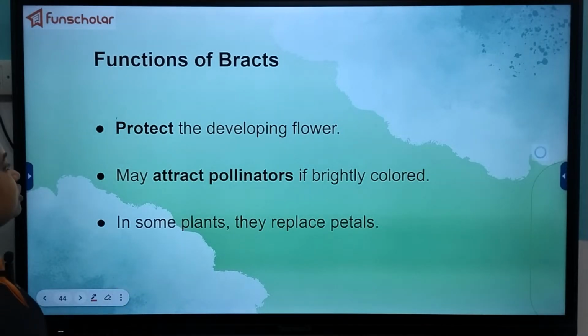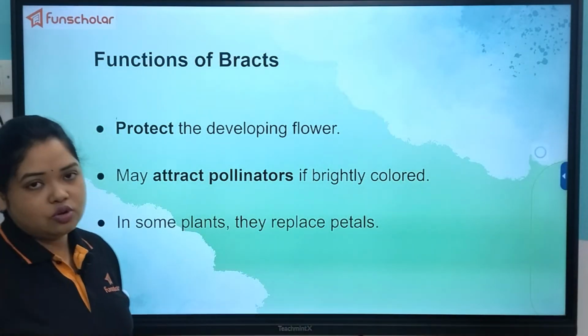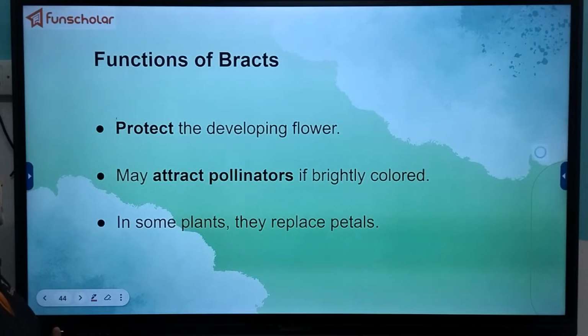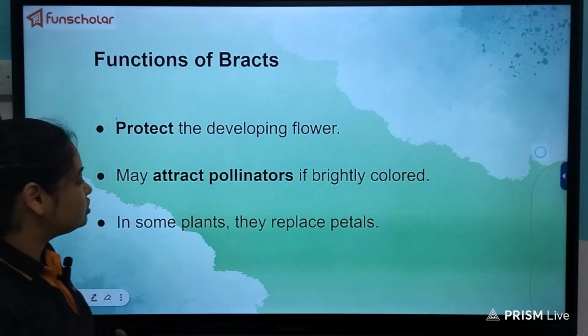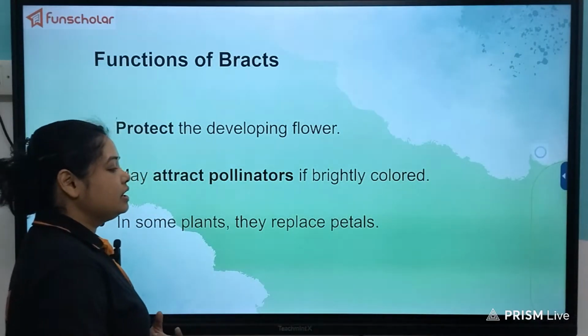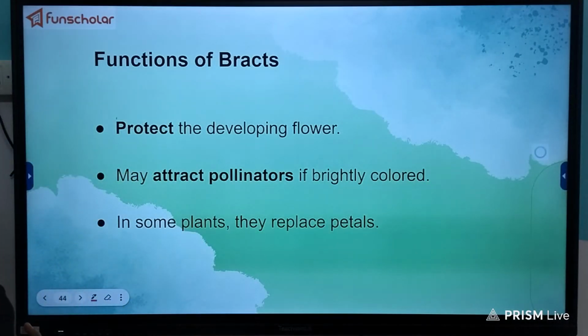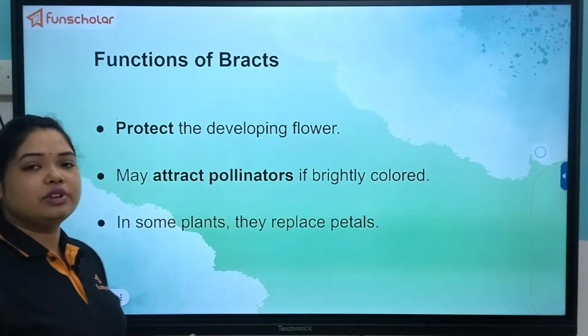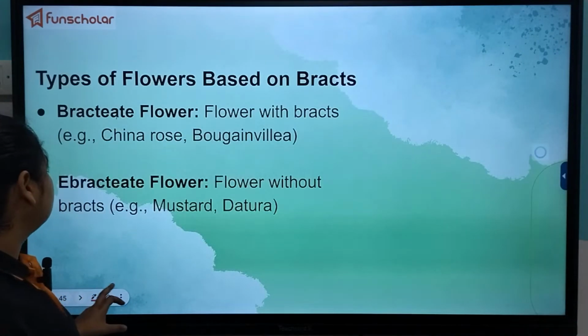And the functions include protection in the developing flower, extra protection outside the whole of calyx, and they attract pollinators when brightly colored, and they can also replace petals. That means whenever they are brightly colored, obviously they replace petals. So in place of petals we have got bracts.